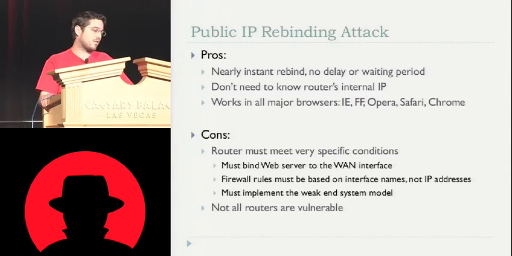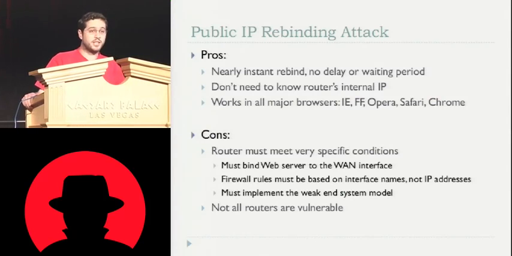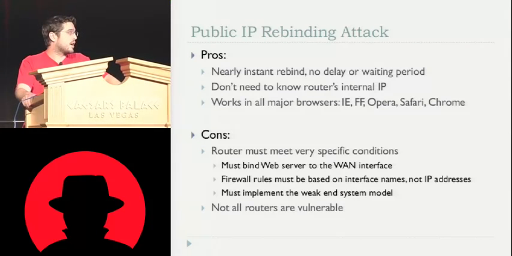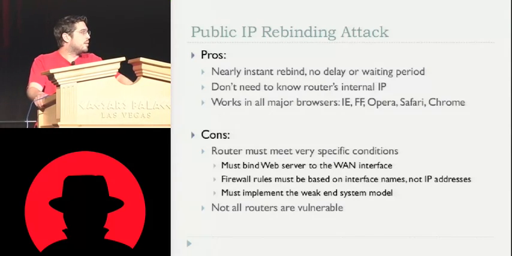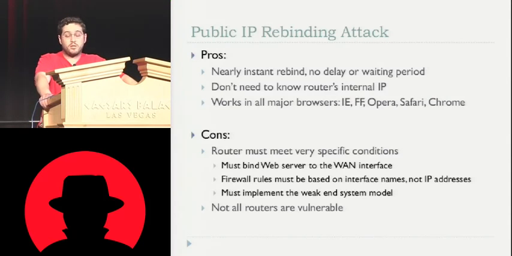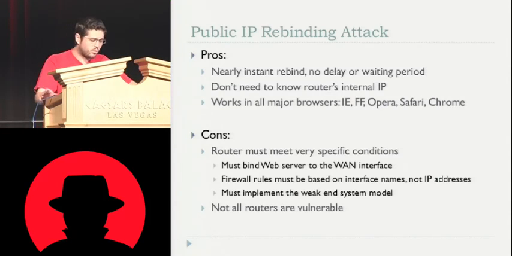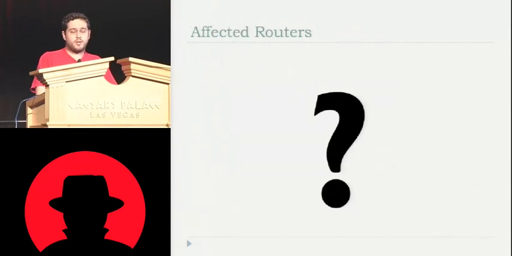The downsides are we have some very specific requirements on the router. We basically have three specific requirements. The router has to bind its services to the WAN interface. The firewall rules on the router have to block based on interface name and not destination IP or some similar configuration. And the router also has to implement the weak end system model. So obviously not all routers are going to be vulnerable to this. So the question is, which routers are?